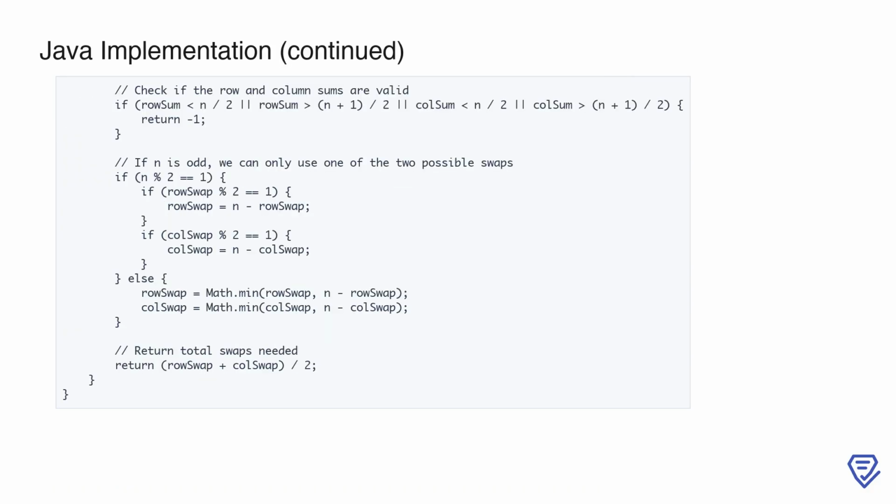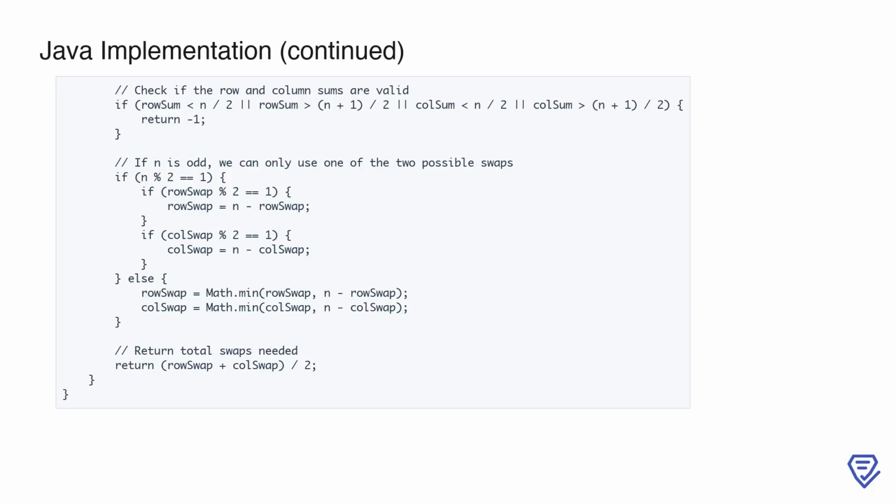Now, we validate the sums of the rows and columns. For a valid chessboard, the number of ones in the first row and column must lie within a specific range, determined by the board size n. If the rowsum or callsum is out of bounds, we return -1. Next, we handle the swaps. If n is odd, we can only use one of the two possible swap configurations, so we adjust rowswap and callswap to ensure they are even.